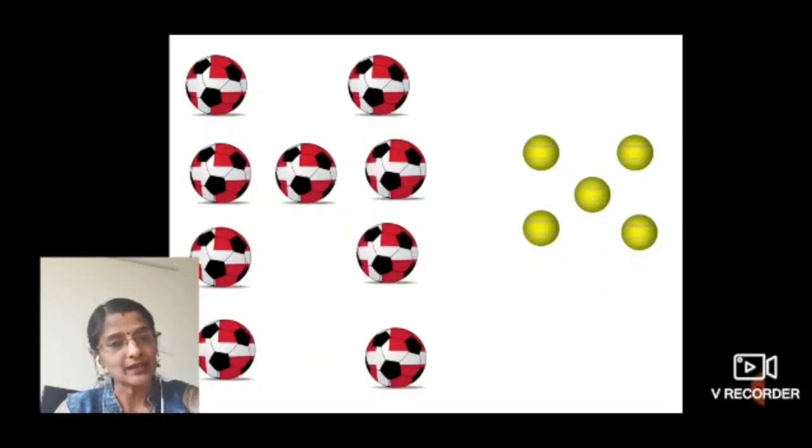So for that, what do we need to do? We need to count the total number of balls. Correct? So count how many balls there are. 9 big balls. Count after that: 10, 11, 12, 13 and 14. So what's the total number of balls? 14. So that is clear.